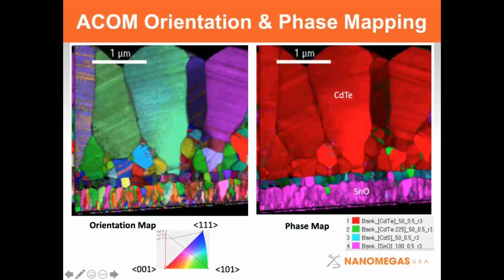This is a nice example. It's not particularly high resolution, but I think it's a good way of showing what you can do. This is a photovoltaic device, and on the left you can see the orientation map and the different directions that are highlighted corresponding to different colors. Then you also have a phase map, showing the cadmium telluride, tin oxide, and some other possible phases that were tried to map into this area here.